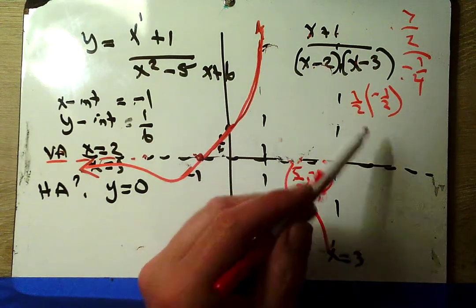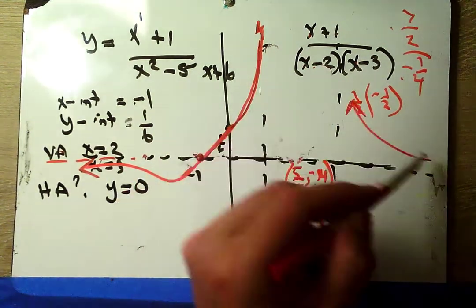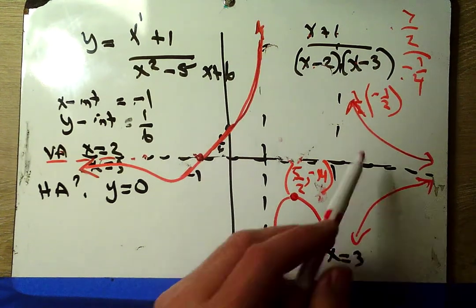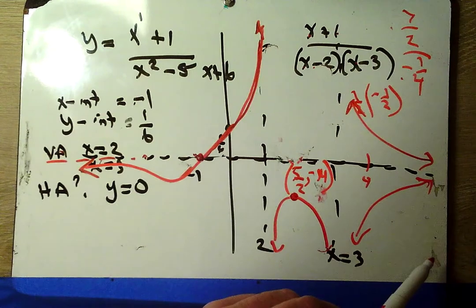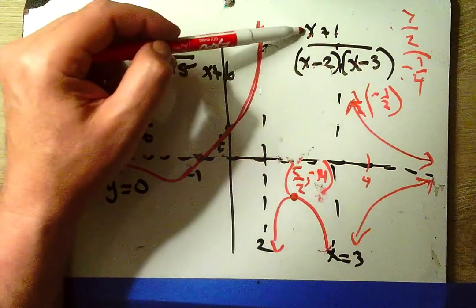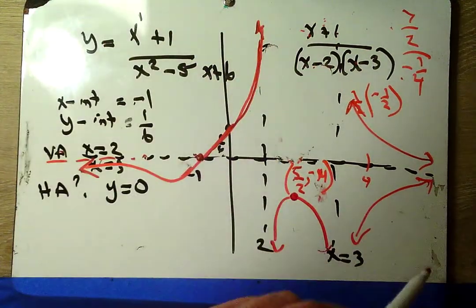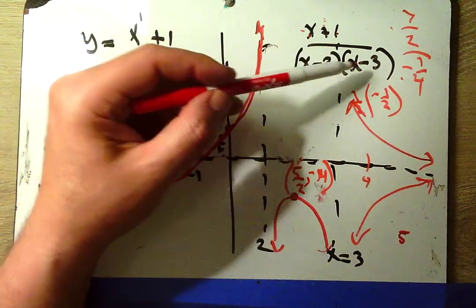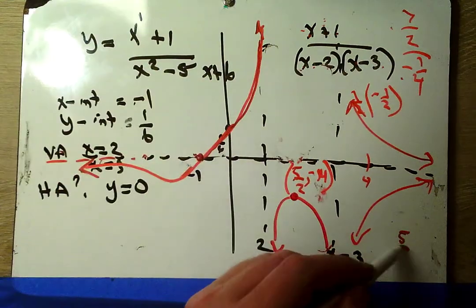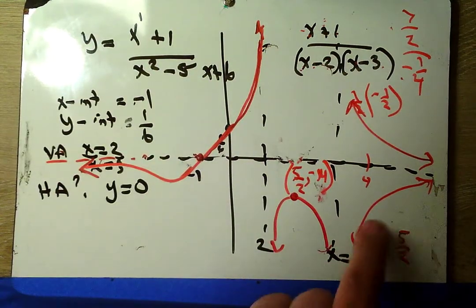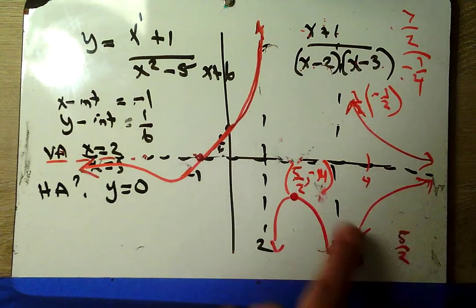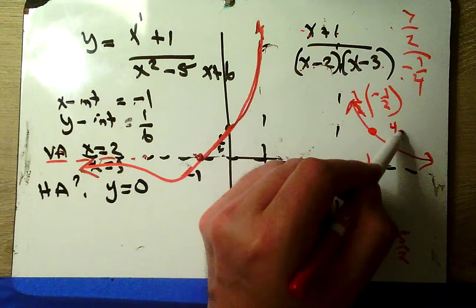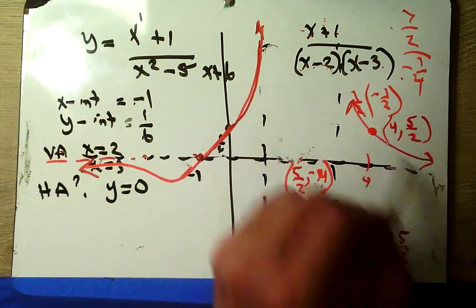Well, what about over here? On this side, I've got either this one or this one. How do I know which? That's right. I've got to plug in a test point to know. So if I plug in a 4, I've got 5 on top. And if I plug in a 4, I've got 2 times 1 or 2. 5/2 is my y value. Can I be down here? No, these are all negative y values. So my point has to be up here at 4, 5/2.